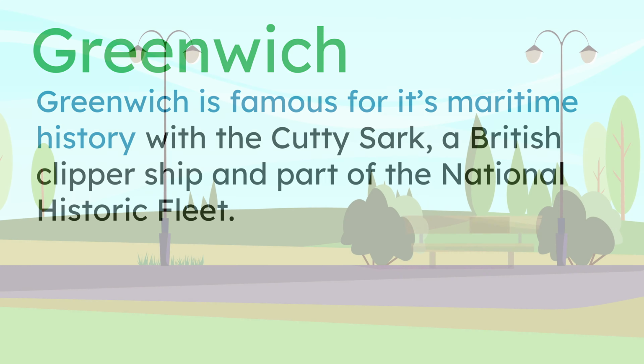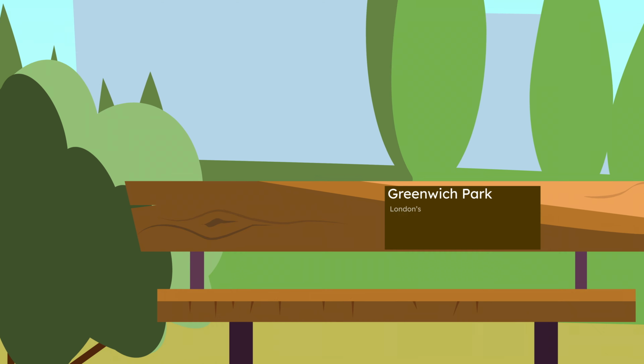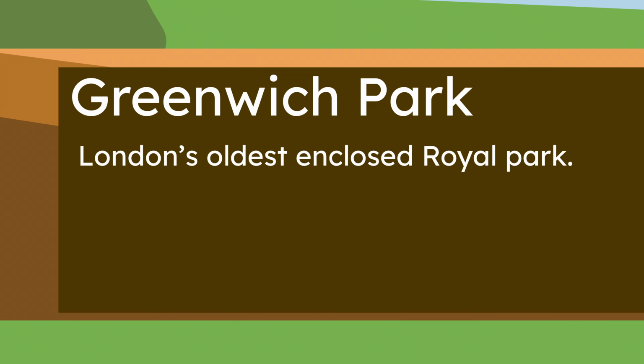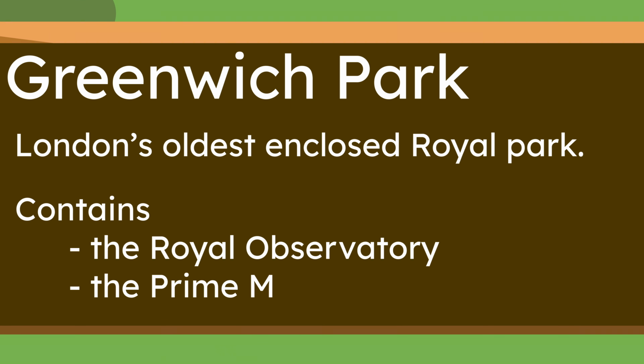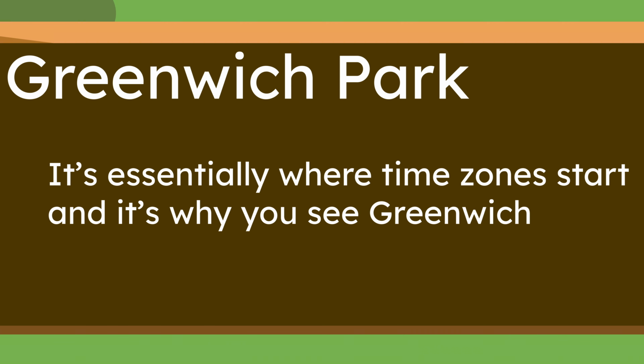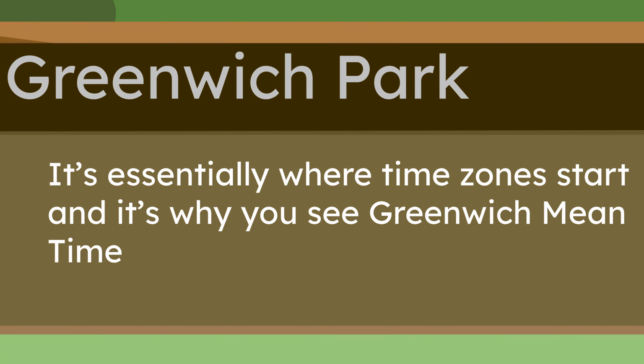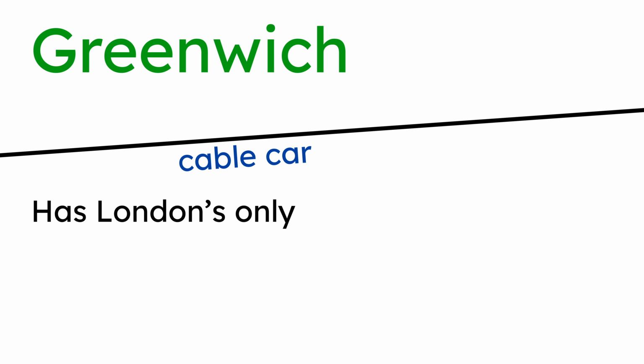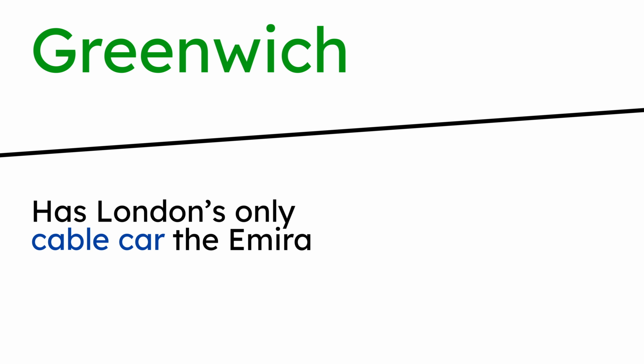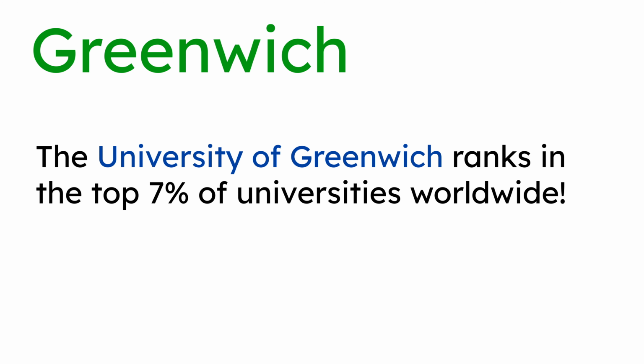It also has London's oldest enclosed royal park, which contains the Royal Observatory and the Prime Meridian. This is essentially the point where time zones begin. It's why you see Greenwich Mean Time sometimes. Greenwich also has London's only cable car, the Emirates airline. The University of Greenwich is also here. It ranks top 7% of universities worldwide for certain courses.